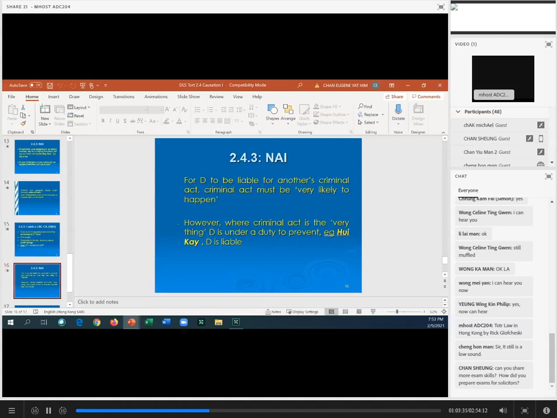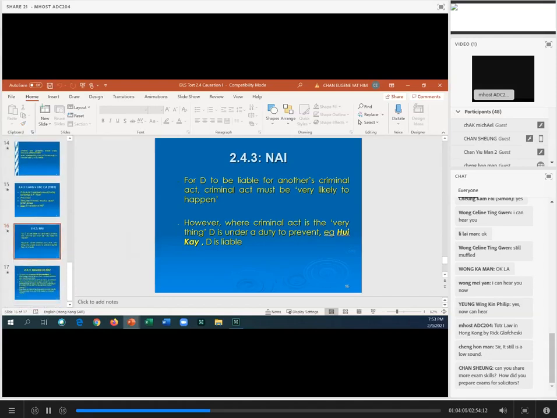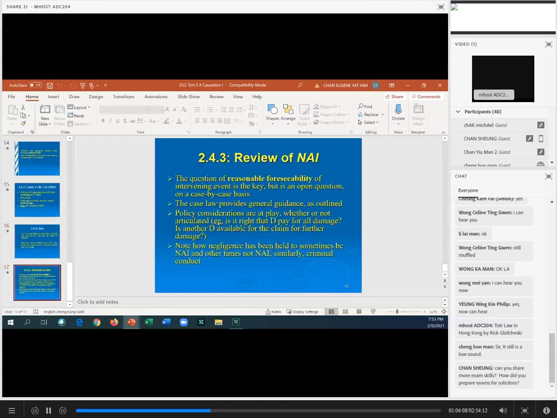And then in other situations, talking about criminal acts, for the defendant to be liable for another's criminal act, it must be very likely to happen. And it was not very likely to happen in the Lamb case. But there are other situations, where the facts can change, where a criminal act is the very thing the defendant is under a duty to prevent, so that could be liable. Don't worry about those cases, they're just particular illustrations on whether or not there is a Novus Actus Interveniens.